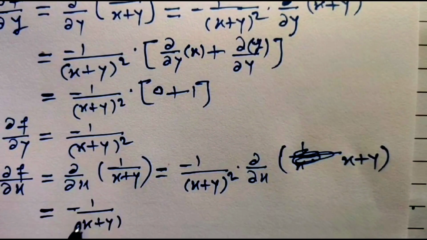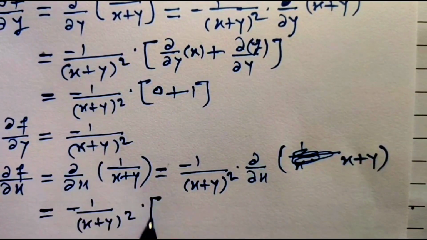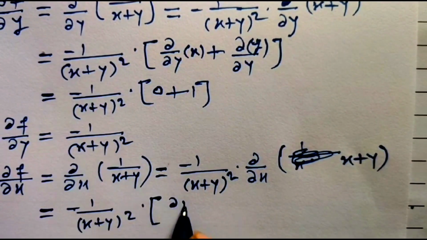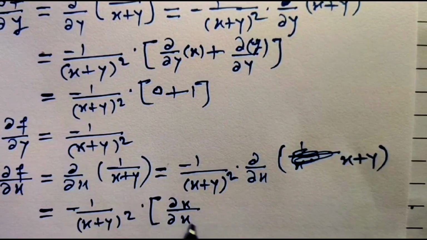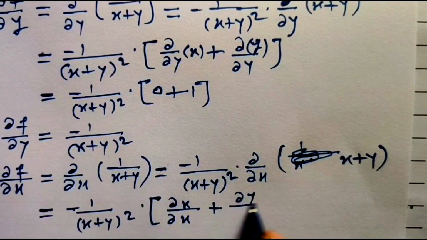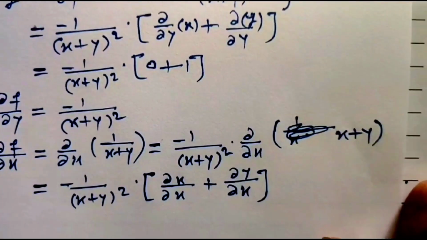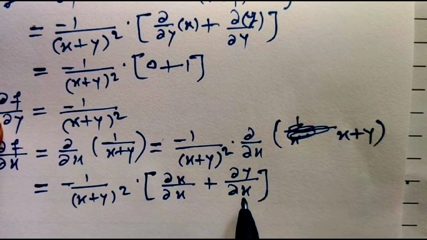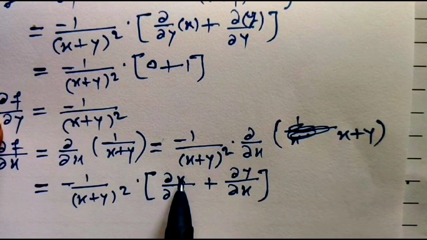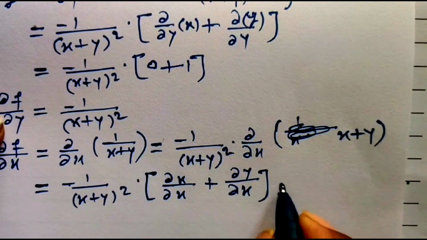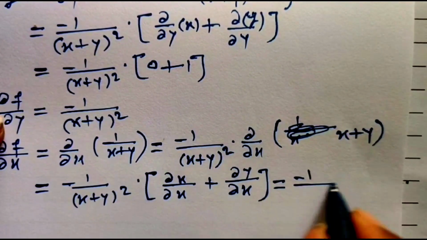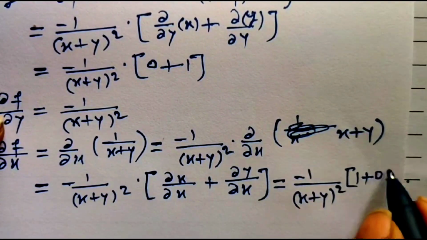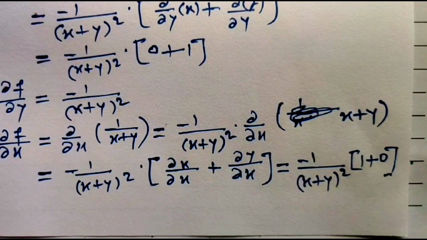This is equal to minus 1 upon (x plus y) square into, you can take this partial differential operator inside this bracket. Partial derivative of x with respect to x plus partial derivative of y with respect to x. We are differentiating with respect to x considering y constant. So partial derivative of y with respect to x becomes 0, and partial derivative of x with respect to x is 1. So this is equal to minus 1 upon (x plus y) square into bracket 1 plus 0.